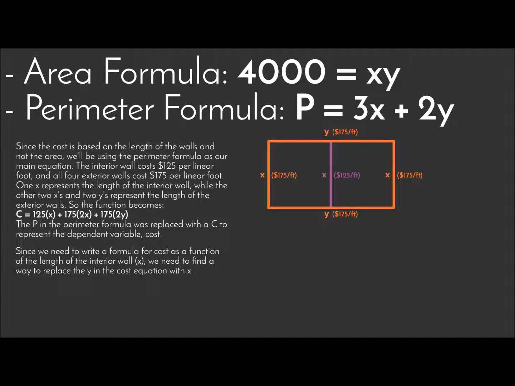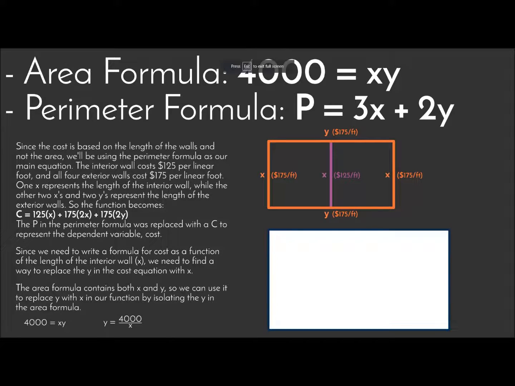Since we need to write a formula for cost as a function of the length of the interior wall x, we need to find a way to replace the y in the cost equation with x. The area formula contains both x and y, so we can use it to replace y with x in our function by isolating the y in the area formula. So our area formula is 4,000 equals x times y, which means if we divide 4,000 by x, it equals y. So now we're going to use that and our cost equation to get our function.